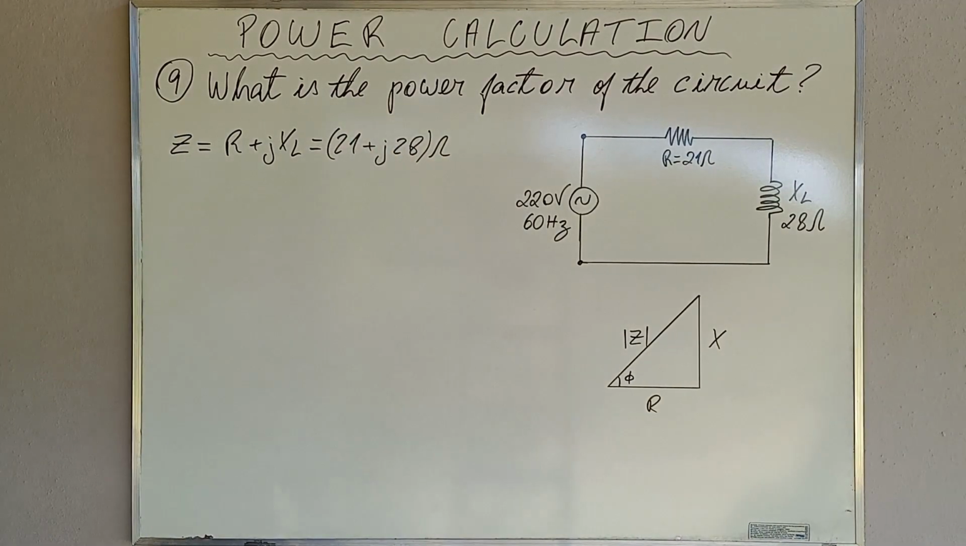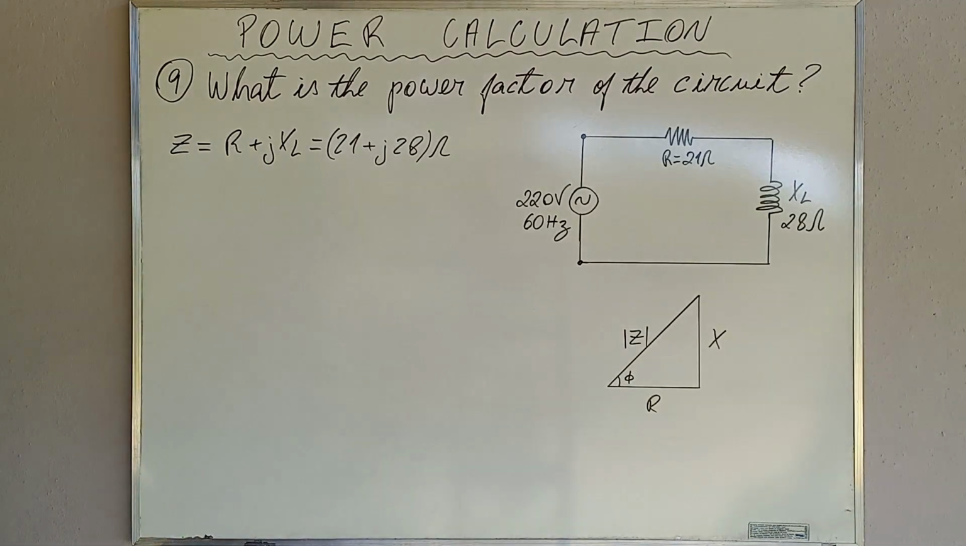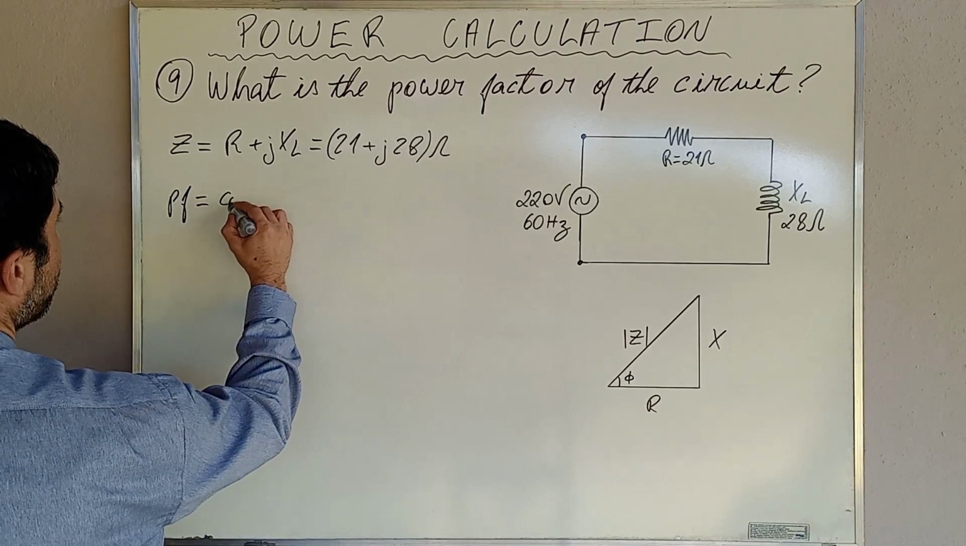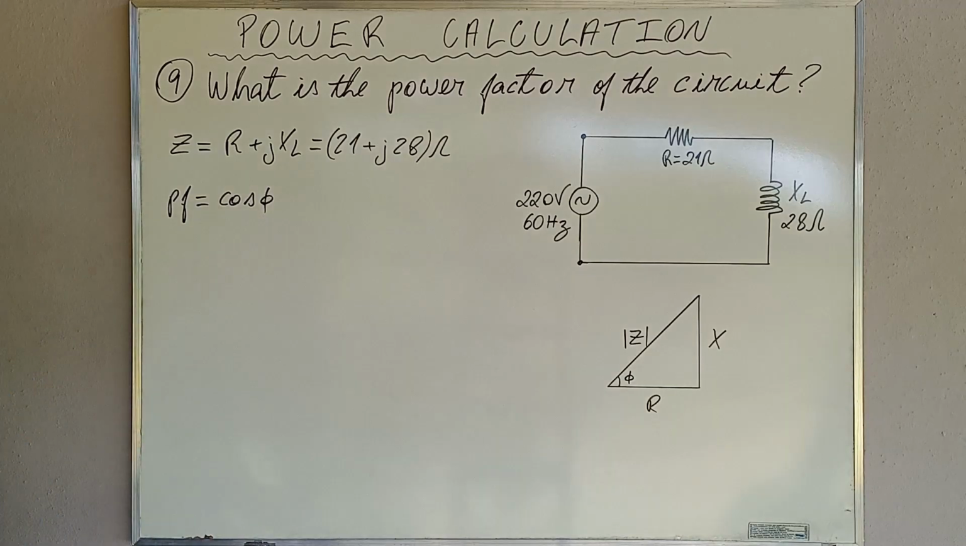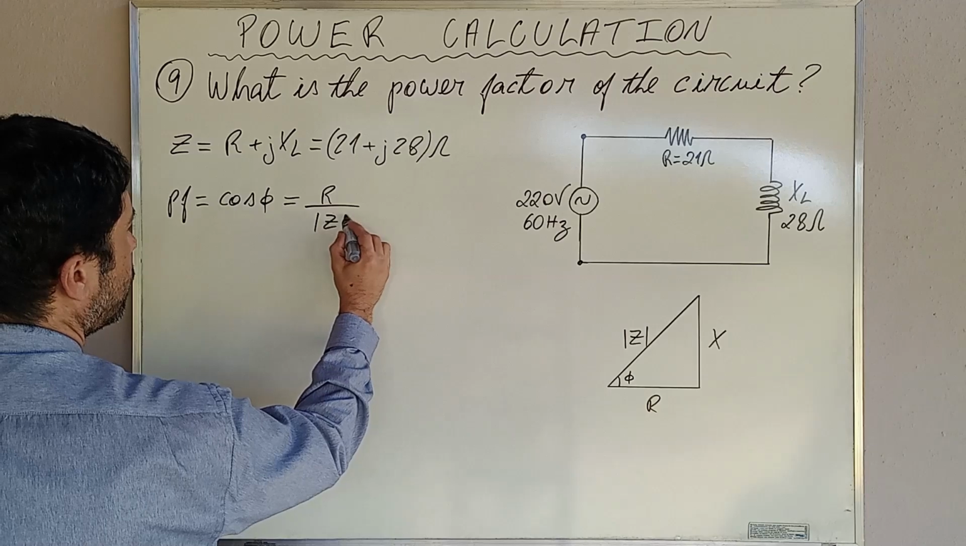This is the complex impedance of the circuit. The power factor is the cosine of the angle of the impedance. Observe the impedance triangle. The power factor is the cosine of this angle here. The power factor is the cosine of that angle, which is equal to R divided by the magnitude of Z.